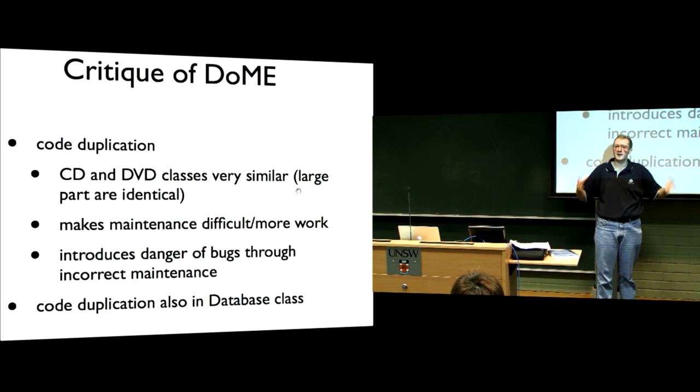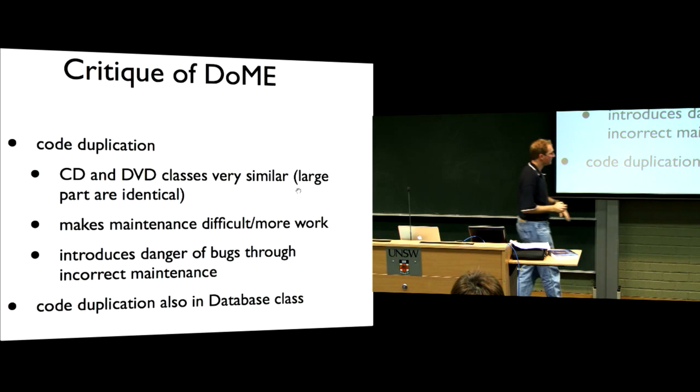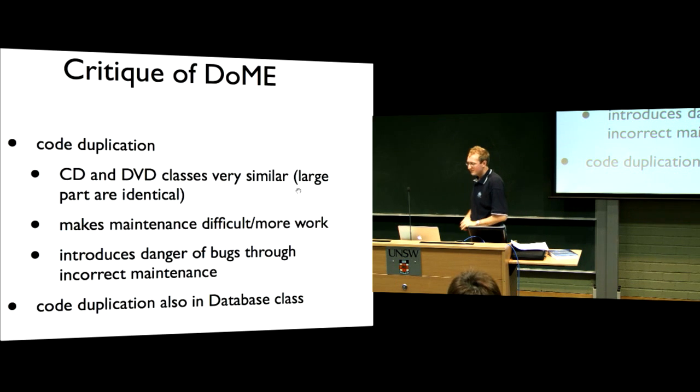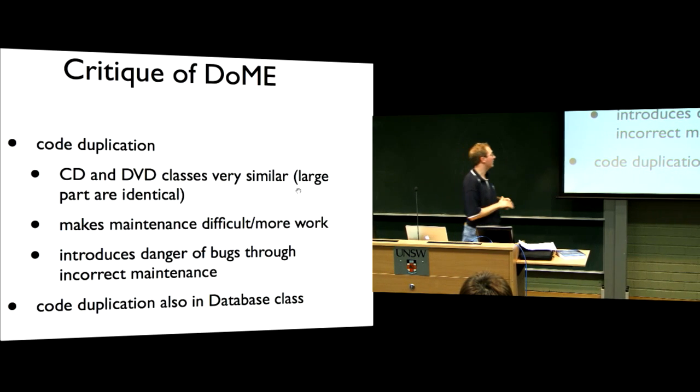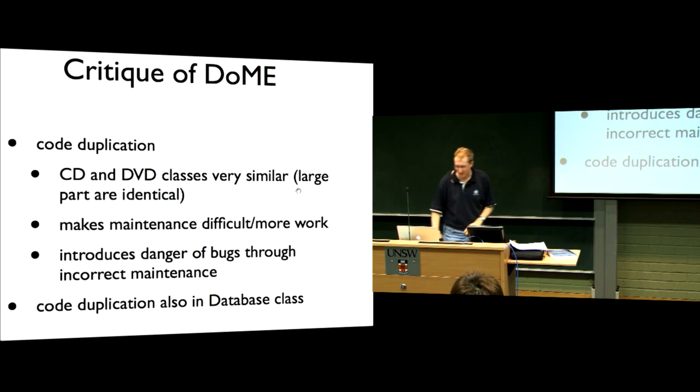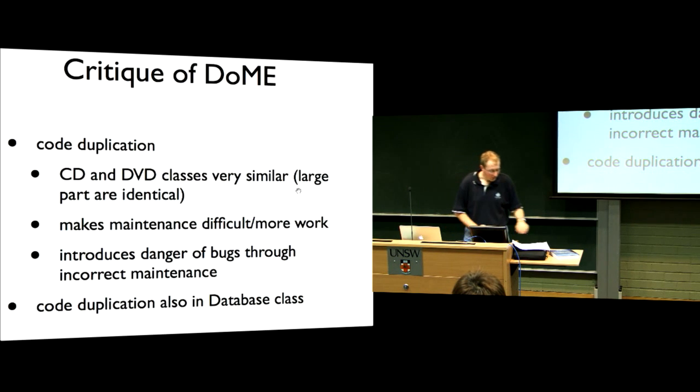If you want to change anything, it's a lot of work to change it. And because of that, it means that you're more likely to introduce bugs. You're more likely to get something wrong. And people don't like it when you screw up their software. They really don't like it when you screw up their software. And code duplication. So the solution to this is inheritance.